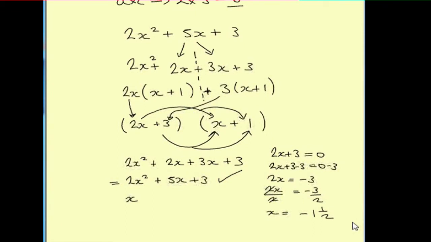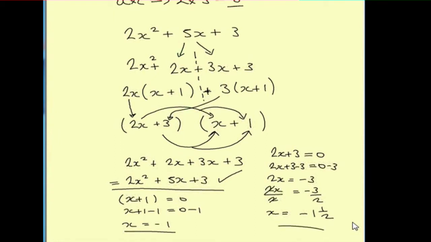So x plus 1 equals 0, so we take 1 from both sides. So x equals minus 1, or it equals minus 1.5. So that's how you factorise a quadratic when the coefficient of x squared is greater than 1.